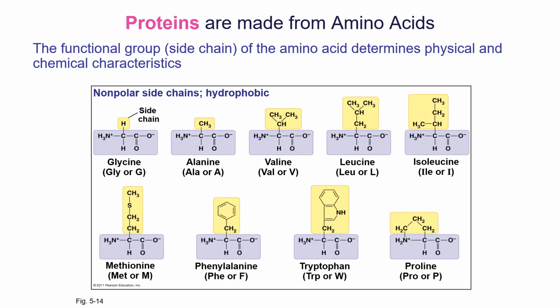So notice that compared to fats and carbohydrates, now we're looking at different functional groups and we have nitrogens. So that's a big difference between fats and carbohydrates and proteins. Proteins have these amino groups which have nitrogens in them. And they're loaded with nitrogens, one for every amino acid.